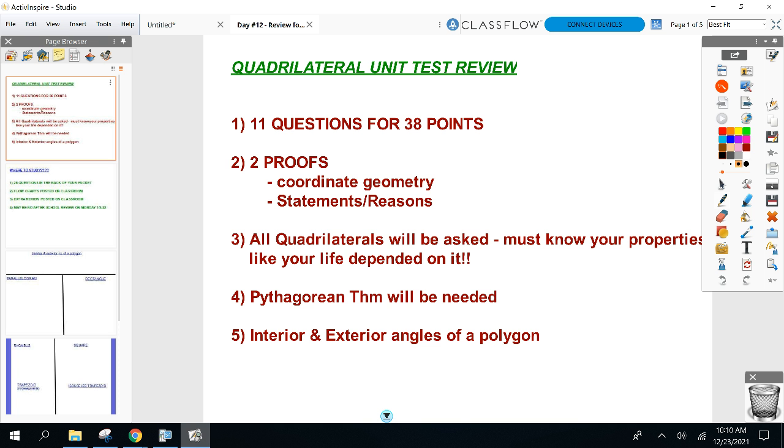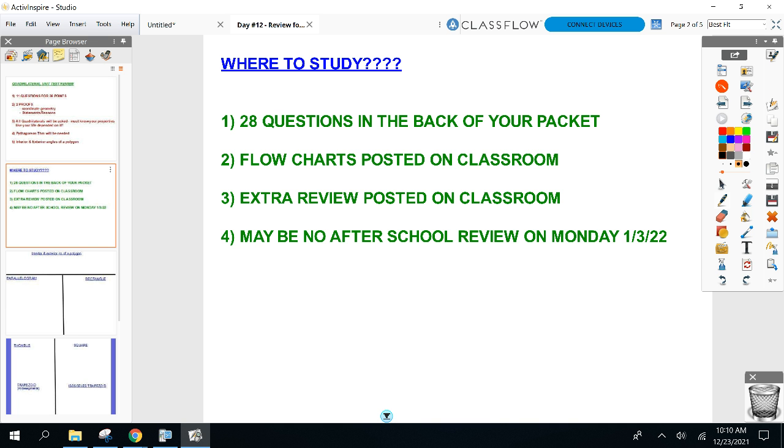So where can you go to study if you want over break? If not, definitely Monday night when we get back. There are 28 questions in your packet, some of which you did last night for homework. They're all there. On Classroom there are also flow charts that have all the properties listed. If you take a look back at Unit 6 right now on your Chromebook, you'll see a properties chart file. That's where all your properties are listed. And on Unit 6 on Classroom, there's an extra review if you want more questions to practice from.